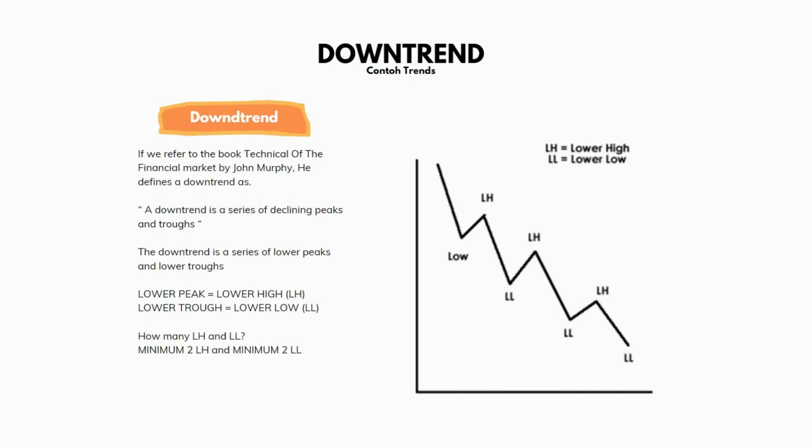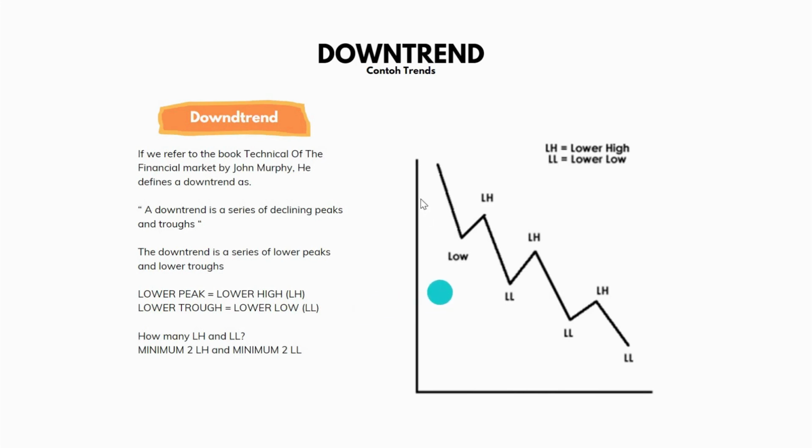Okay, the second trend is a downtrend. What do they say about the downtrend? If we refer to the book Technical Analysis of the Financial Markets by John Murphy, he defined a downtrend as a series of declining peaks and troughs. The downtrend is a series of lower peaks and lower troughs. Lower peak is the same as lower high, and lower trough is the same as lower low. How many lower highs and how many lower lows? Minimum we need 2 lower highs and minimum we need 2 lower lows.